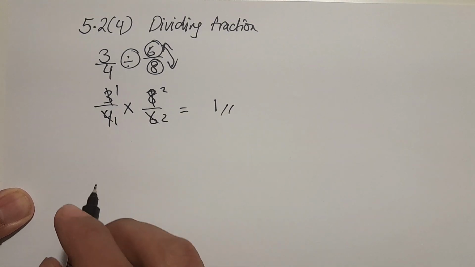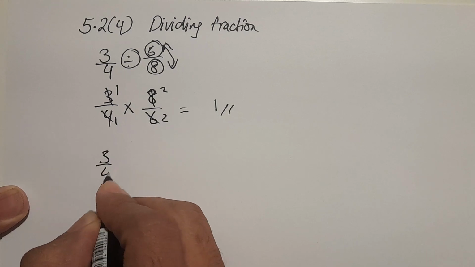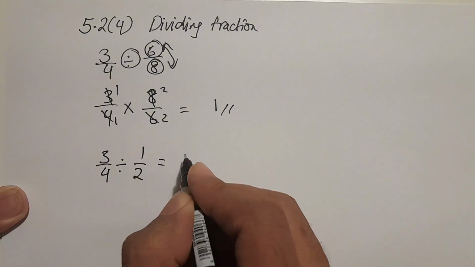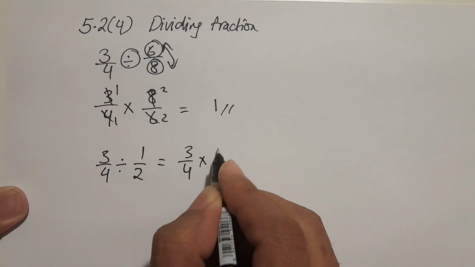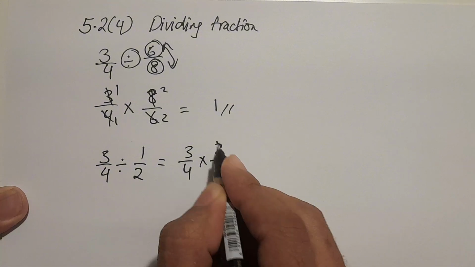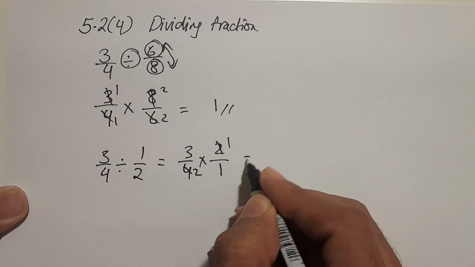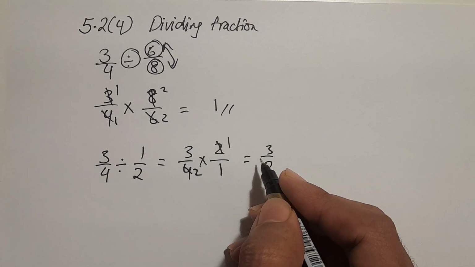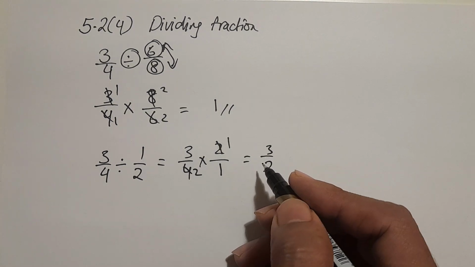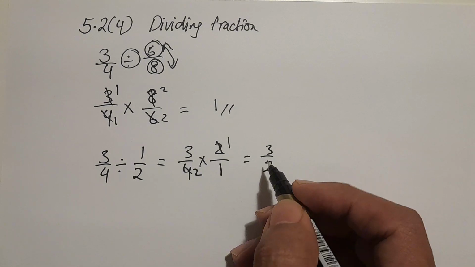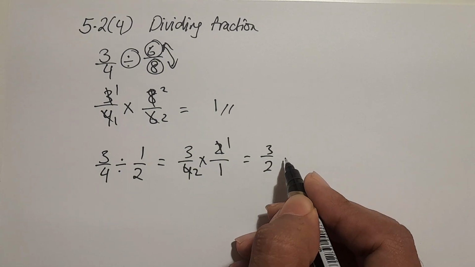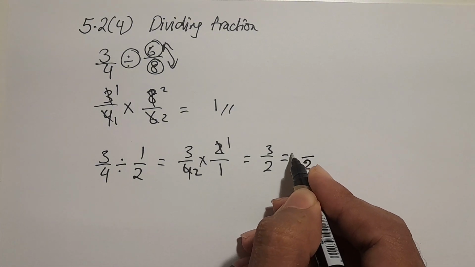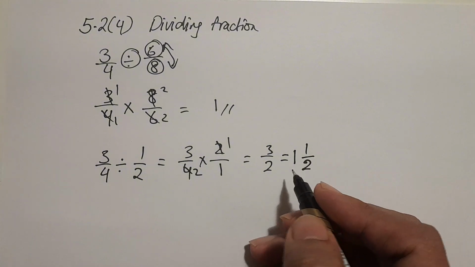Another example will be 3 over 4 divided by 1 over 2. So when you switch this, it will be 3 over 4 multiplied by 2 over 1, and 2 ones are 2, 2 twos are 4, and so 3 over 2. But we have to make this into a simple fraction, and if the numerator is bigger than the denominator, then we will make this a mixed fraction. So we will write 1 and 1 over 2.